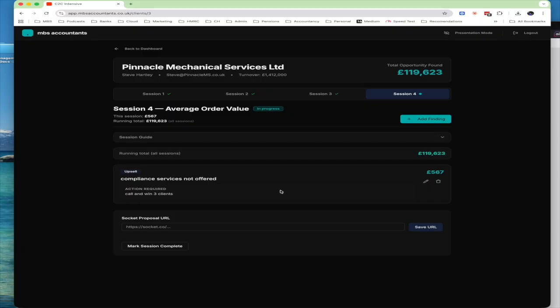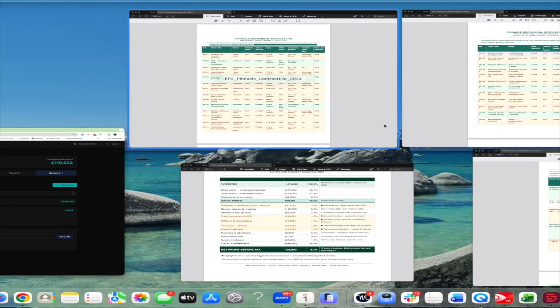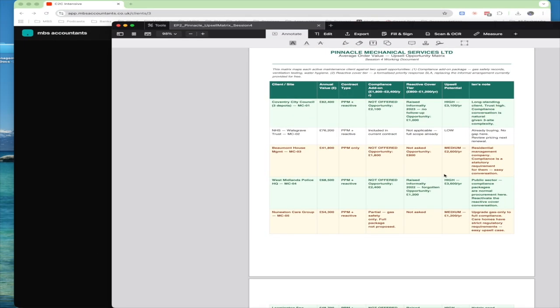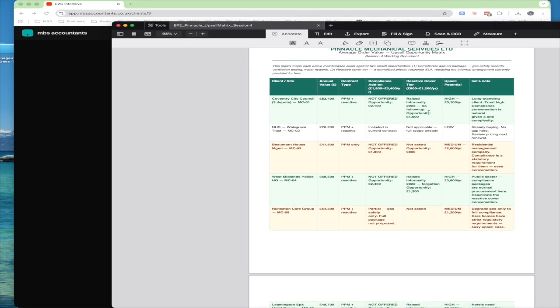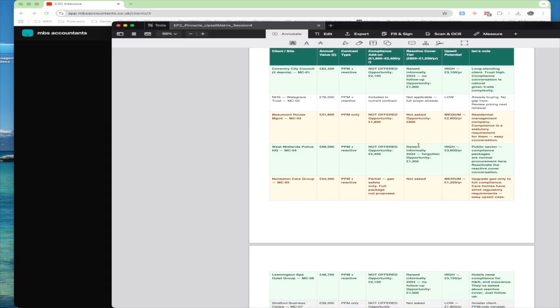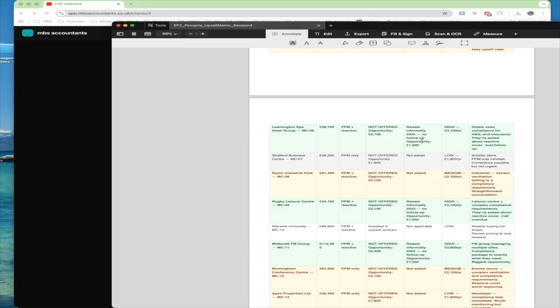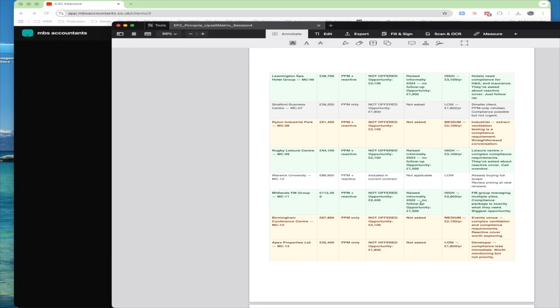Okay, so I've got a note that 5 clients have asked about that. So reactive cover tier, right? So they've got these various tiers that they do, right? They've got the compliance add-on, they've got the reactive cover tier. These guys here, they raised this informally in 2023 and nobody followed up with the opportunity. There's £1,000 potentially there. These guys also raised it informally. There's another £1,200 there. These ones raised it informally.